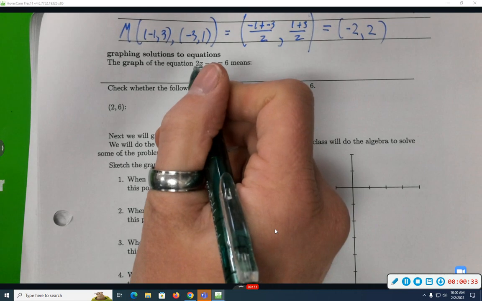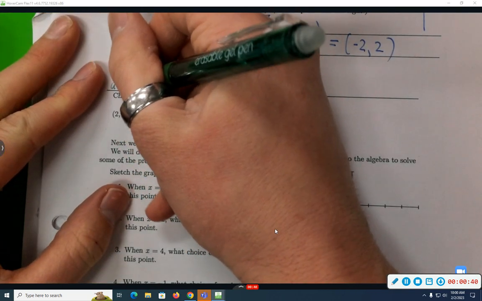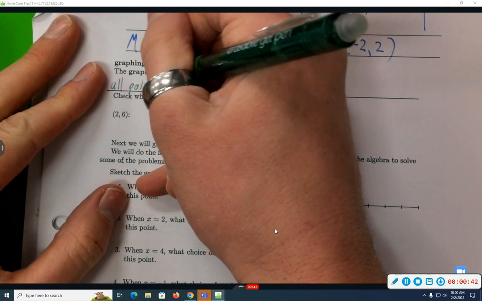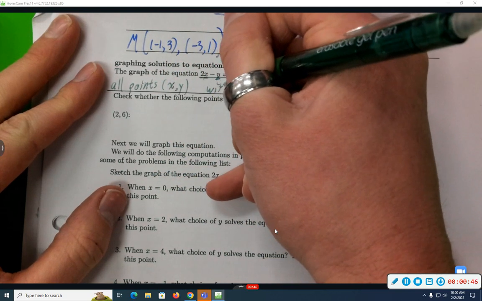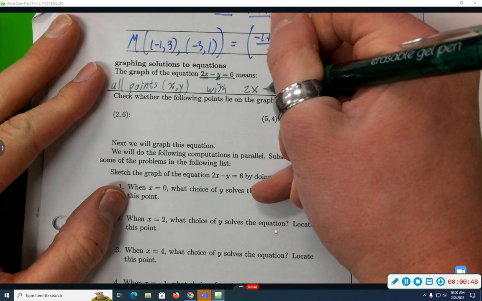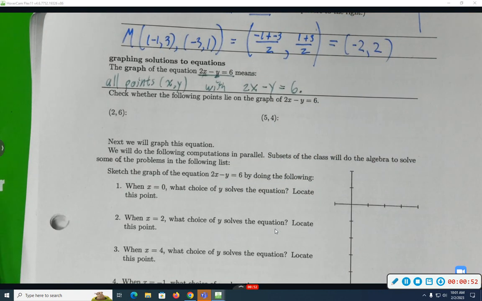But this equation, 2x minus y equals 6, what does that mean? That just means it's a way of referring to all points x comma y with 2x minus y equals 6. So if someone asks you whether or not a point is on a graph, they're just asking you if those two numbers satisfy the equation. Or inequality, we talk about graphs of inequalities too.